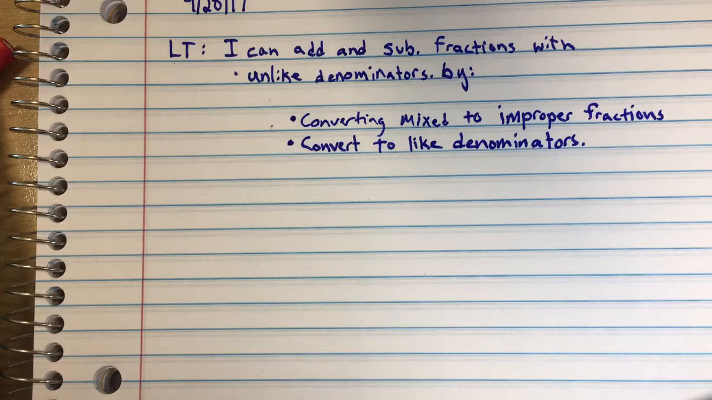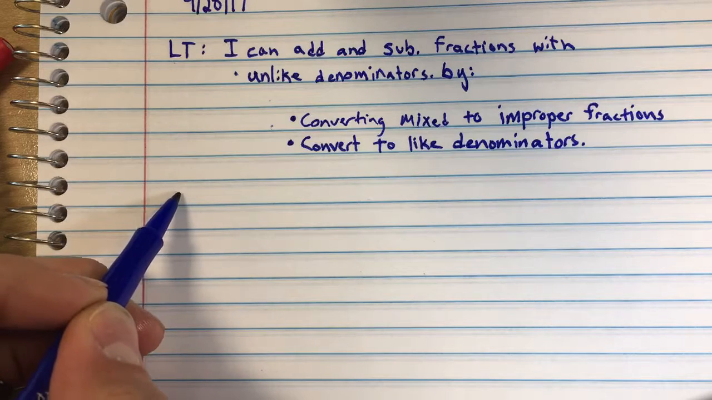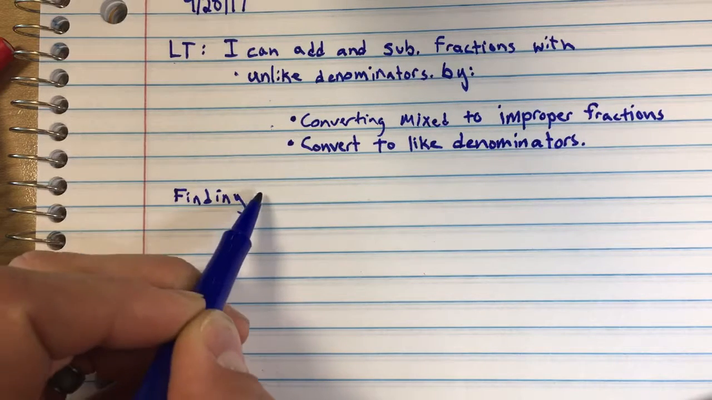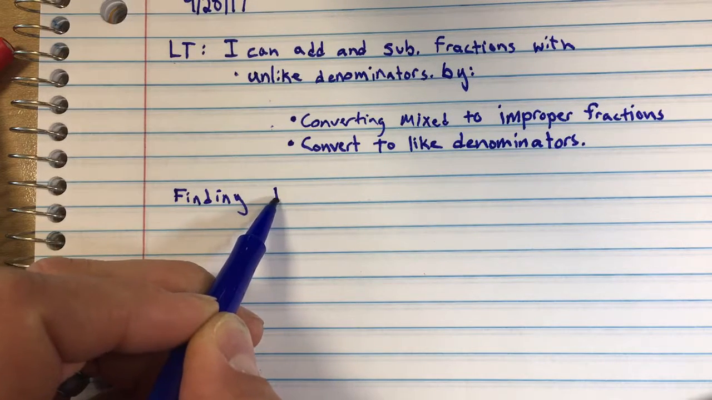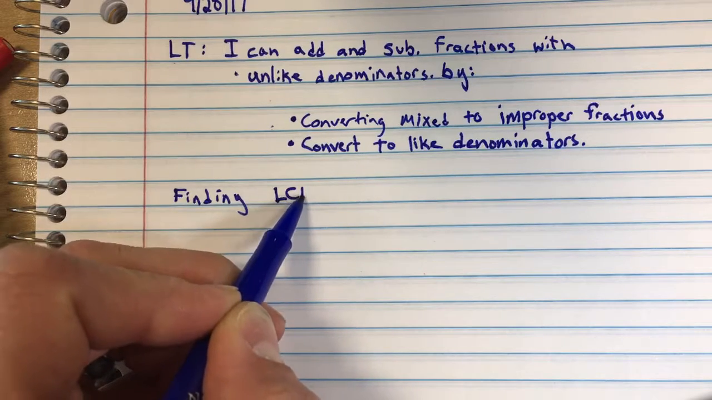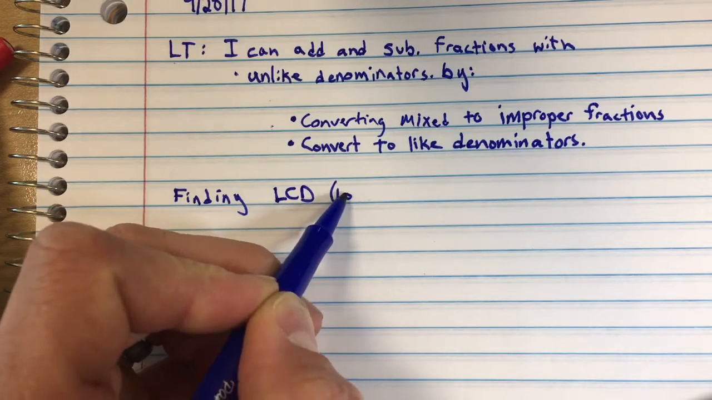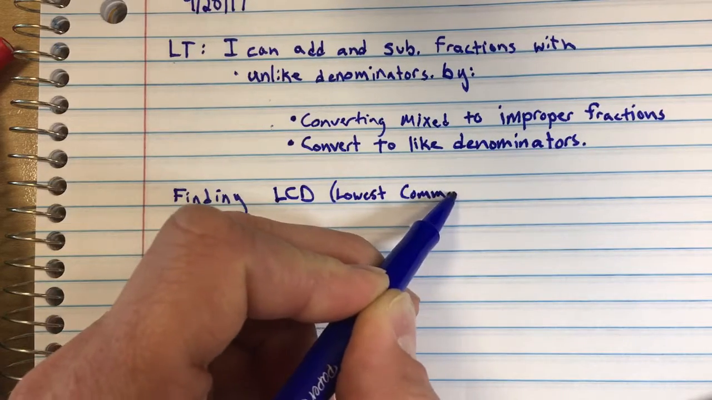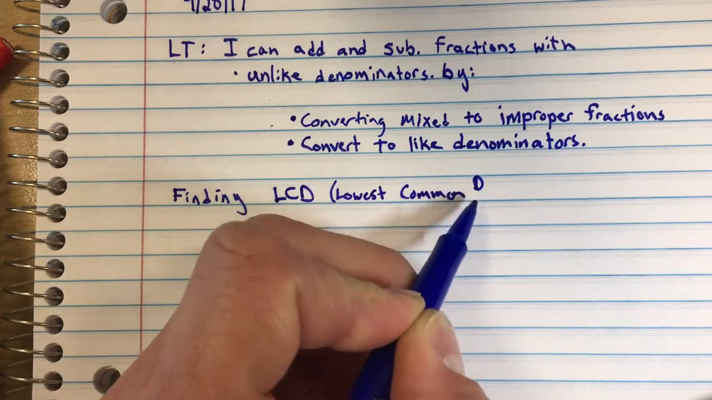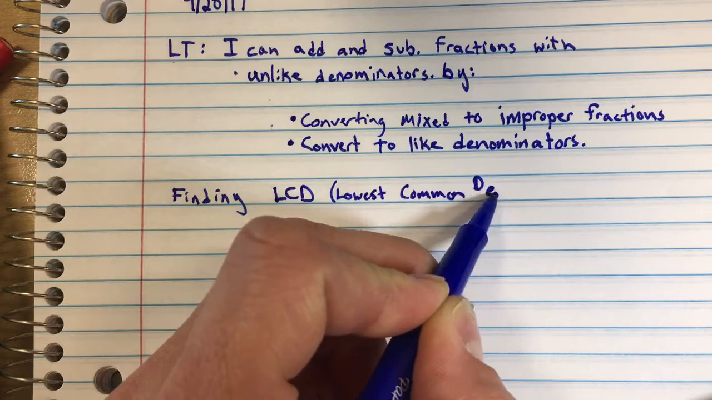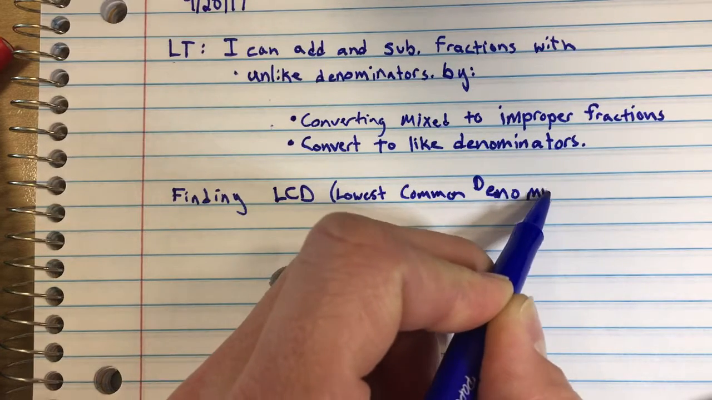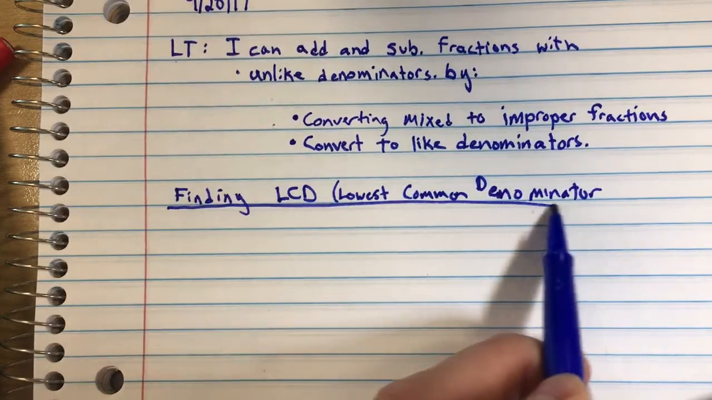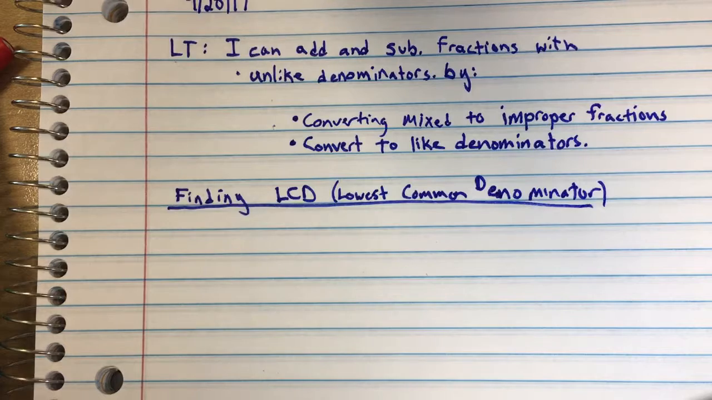Before we get to those examples, though, there is one thing that we want to write down, which is about finding the common denominator, or the LCD, lowest common denominator. So in order to find the lowest common denominator, what you need to think about are multiples.